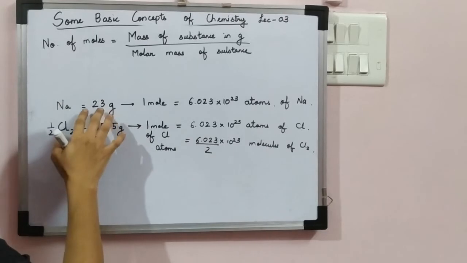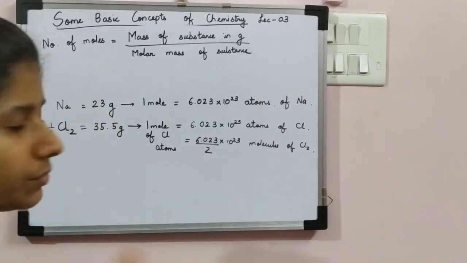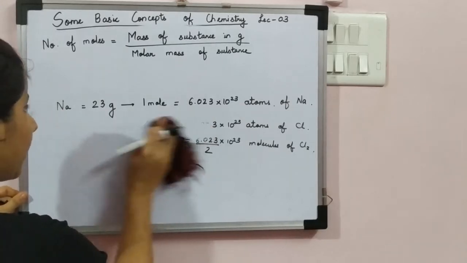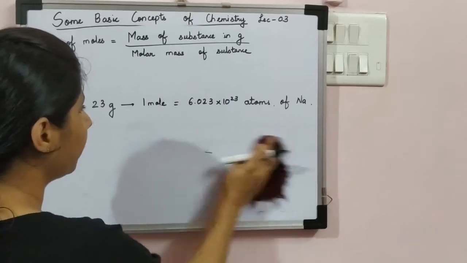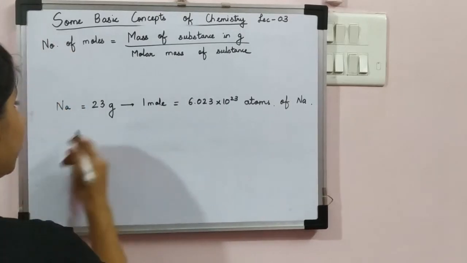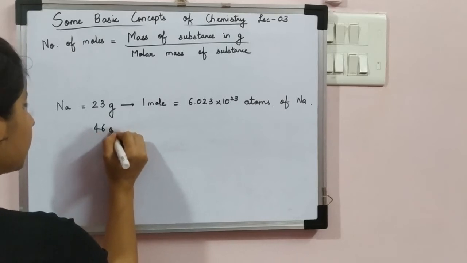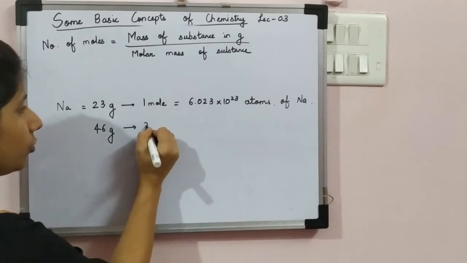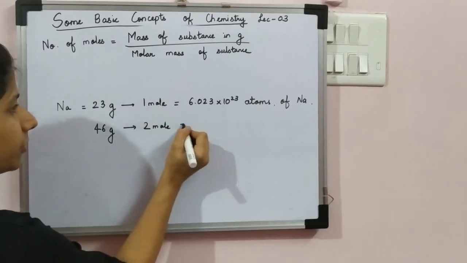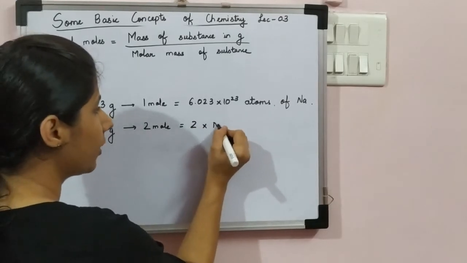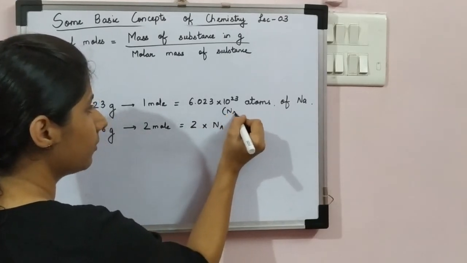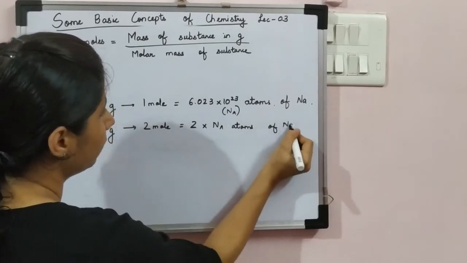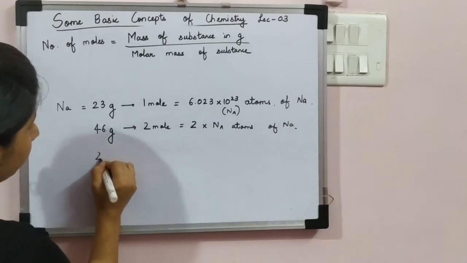Now if I have 23 grams of sodium, that is equal to 1 mole, which is equal to this many atoms. But what if I don't have 23 grams of sodium, but let's say 46 grams of sodium? So 46 grams would be what? This is 2 times the weight of the sodium. So there would be 2 moles of sodium, right? Which will be equal to 2 times the Avogadro number of atoms of sodium. Okay. So with 46 grams, suppose I have, let's say, 26 grams.